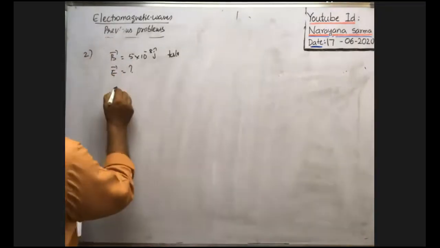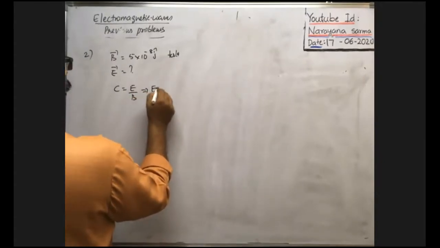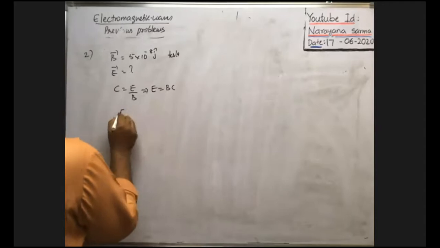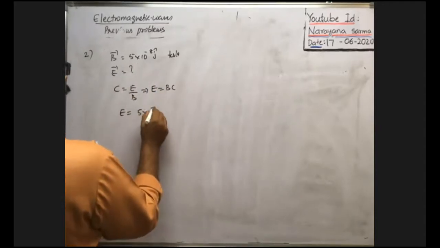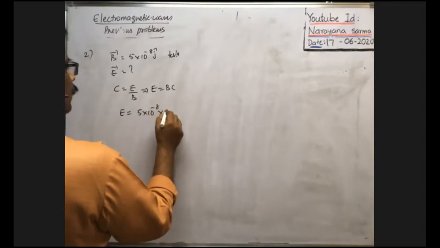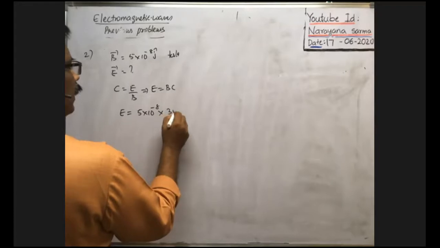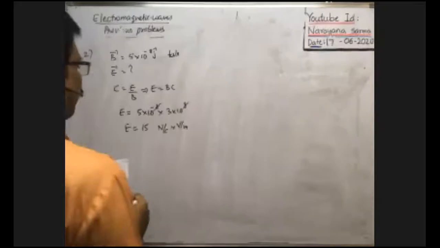Already we know c is equal to E by B, no? This implies E is equal to B into c. Therefore, E is equal to, what is B? Magnitude of B means this one, 5 into 10 power minus 8, into c, which means 3 into 10 power 8 meter per second. So these two cancel. So E is equal to 15 Newton per coulomb or volt per meter. The answer is given in vector form.